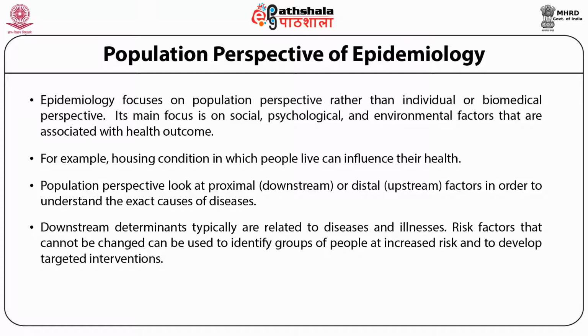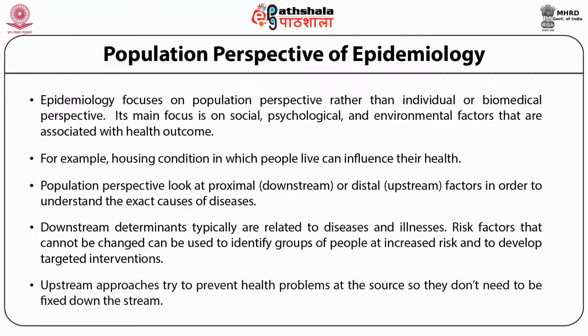Distal or upstream factors are macro-level factors such as global forces and government policies. Upstream approaches try to prevent health problems at the source so they do not need to be fixed down the stream. Factors such as community design, education, employment, living and working conditions, and poverty are major determinants of health that can be addressed at the upstream level.